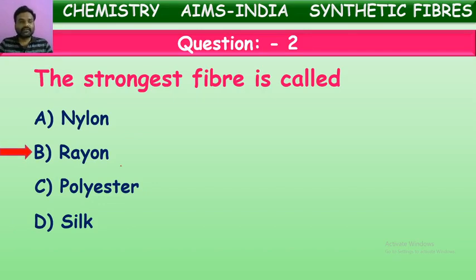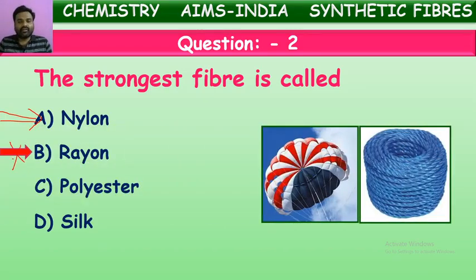Yes, it is nylon. Nylon is the strongest fiber. It is as stiff as an iron rod, iron wire. That is why these nylon fibers are used for making of these parachute ropes and rock climbing ropes and tents. These all are made up of nylon fiber because it is the strongest fiber among all these natural as well as synthetic fibers.